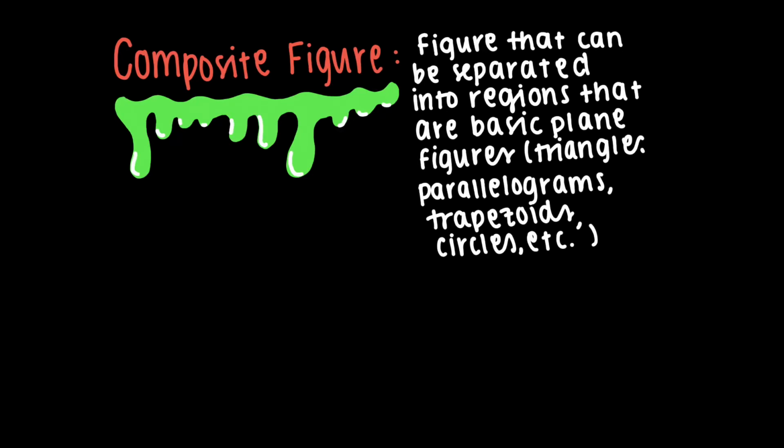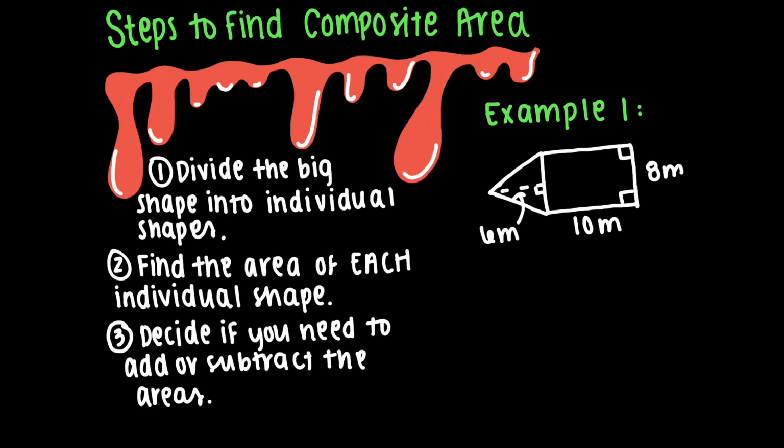So this is a figure that can be separated into regions that are basic plane figures, like the triangles, parallelograms, trapezoids, and circles we've done. What you want to think about is we took a whole bunch of the shapes we've learned so far and we just stuck them together to make one big shape. So I do have some steps for you to find composite area.